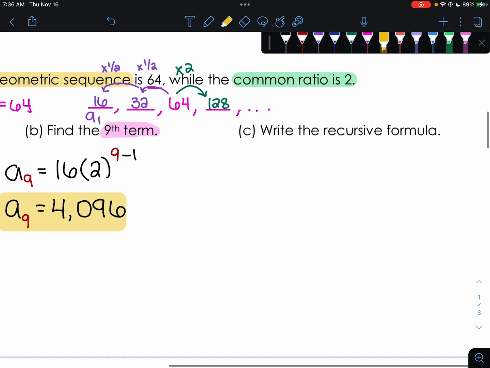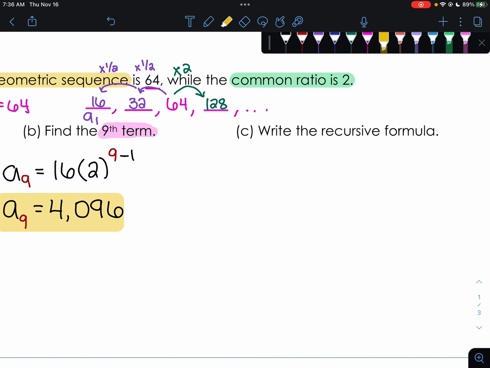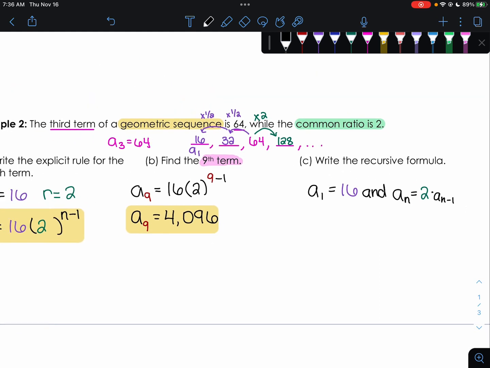Then we are going to write the recursive formula. So the recursive formula, we need 2 things. We need to say the first term, which we determined was 16. And we need a sub n equals our common ratio times the previous term. And that's it for the recursive formula.